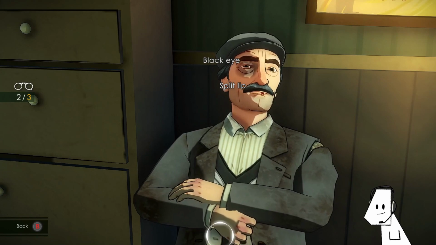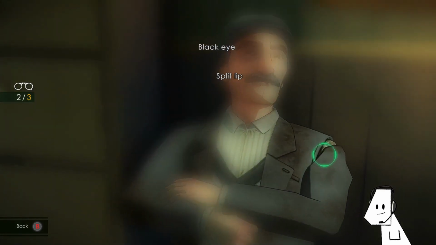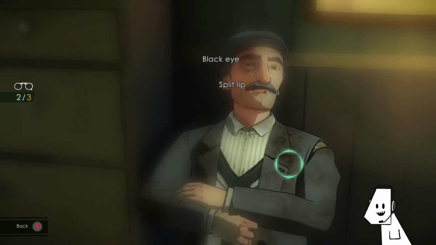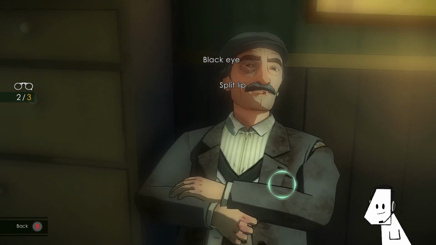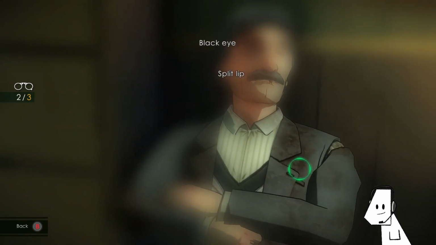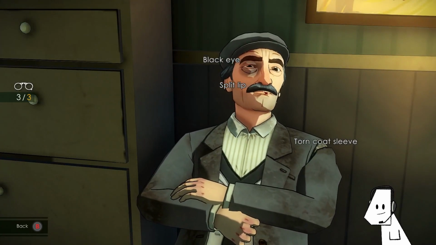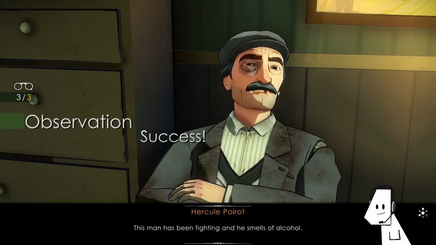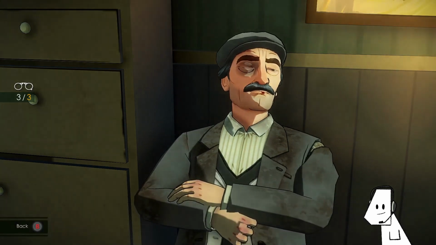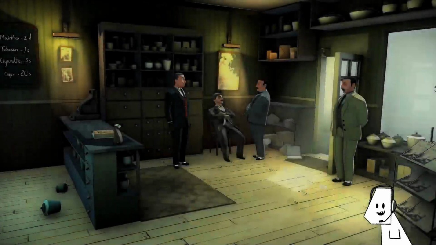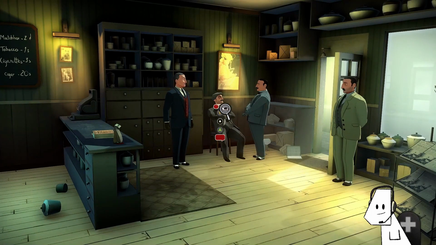His knuckles are bust up, but apparently that's not important. What are we looking at here? Why does it keep zooming in on the torn coat sleeve? This man has been fighting and he smells of alcohol. I mean, you could have seen his knuckles as well.